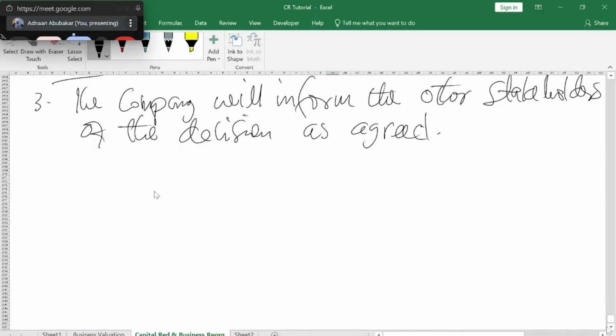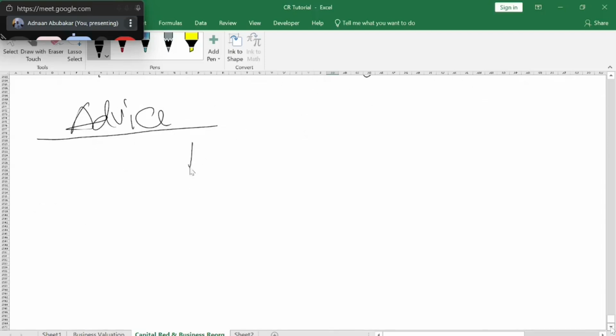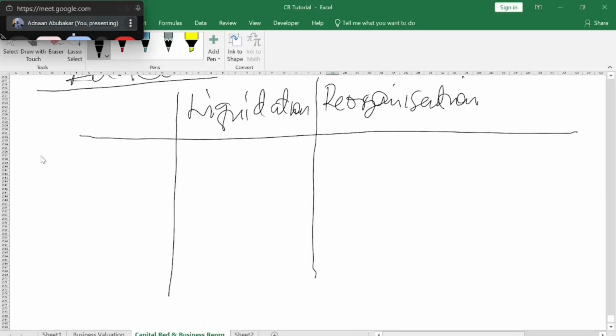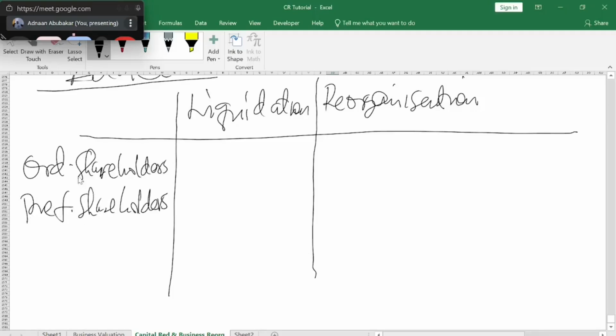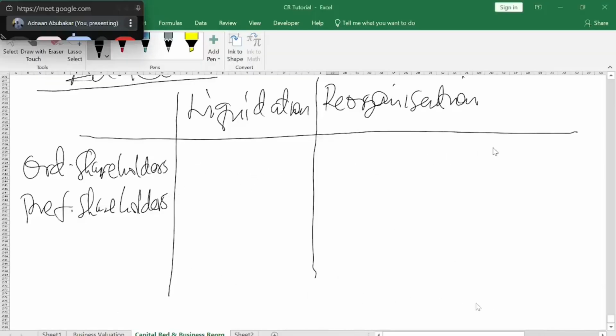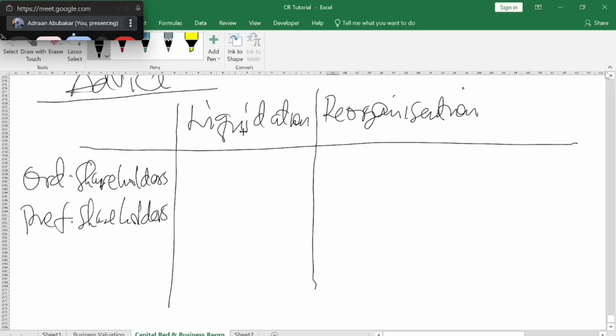So now finally, this is what you advise. You will bring your liquidation, and you bring about your reorganization. What advice will you give to the shareholders? So here you bring your ordinary shareholders, preference shareholders. When you look at the question, it says advise the preference and ordinary shareholders of the position in the case of liquidation. We've already talked about that. So here, your final decision on this matter is that if the company goes into liquidation, they are lost.